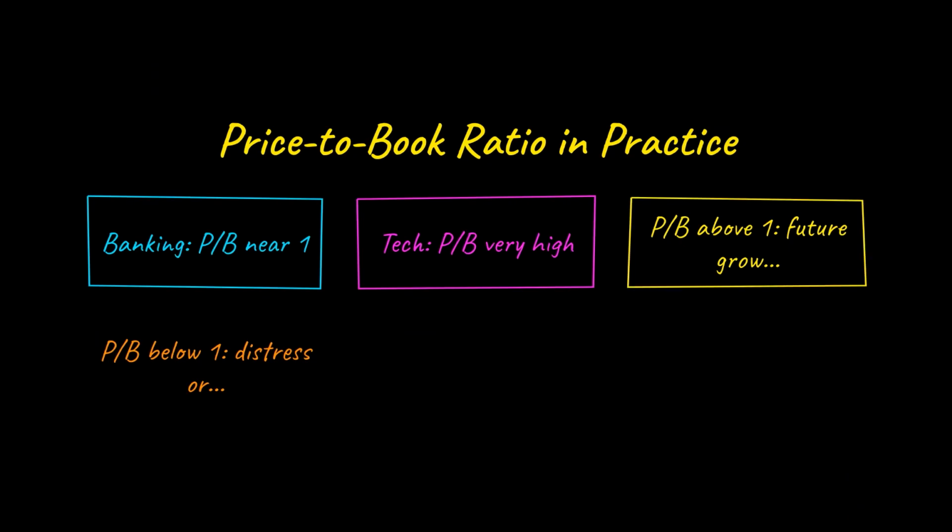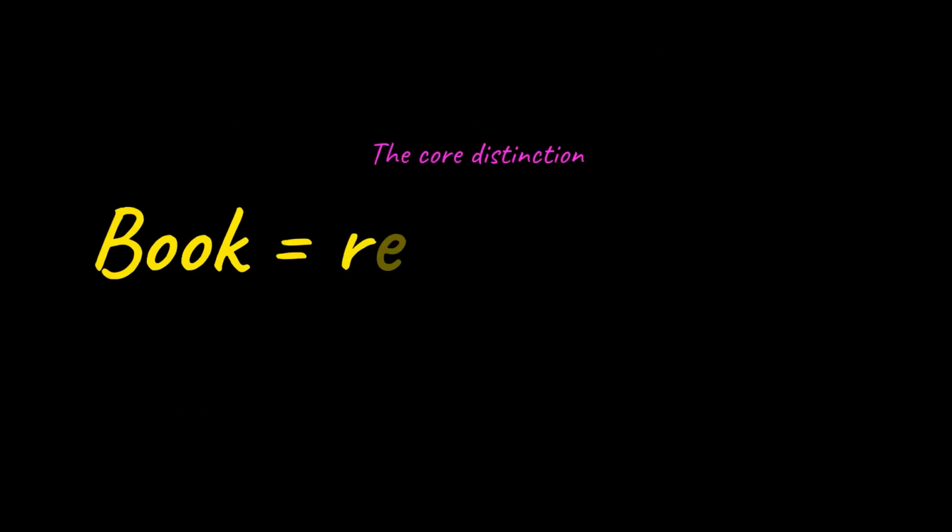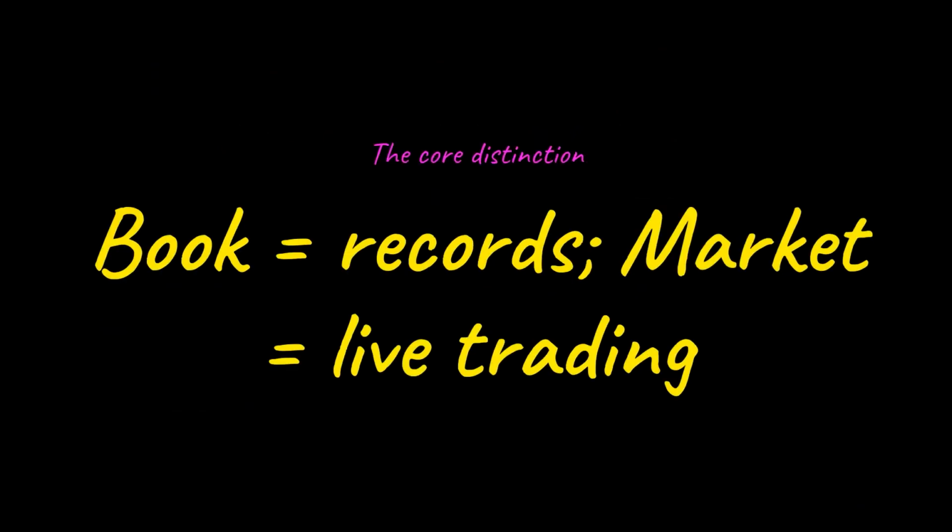Technology firms trade at very high price to book ratios because most of their value lies in intangibles not recorded on the balance sheet. Book value comes from financial records and accounting rules. Market value comes from active trading. The two describe the same asset through different lenses, and the gap between them is one of the most watched signals in all of financial analysis.